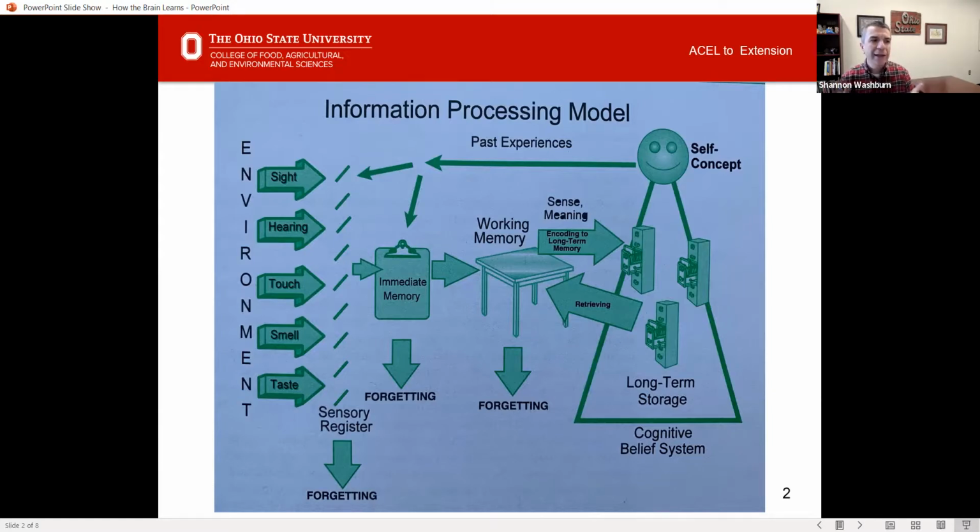But I think it is important for us, as this model illustrates, to think about the brain as a really fascinating device, organ, muscle, whatever you want to call it, that really serves the purpose of filtering information, making sense of information, storing information, and then hopefully creating a system of information retrieval, okay?